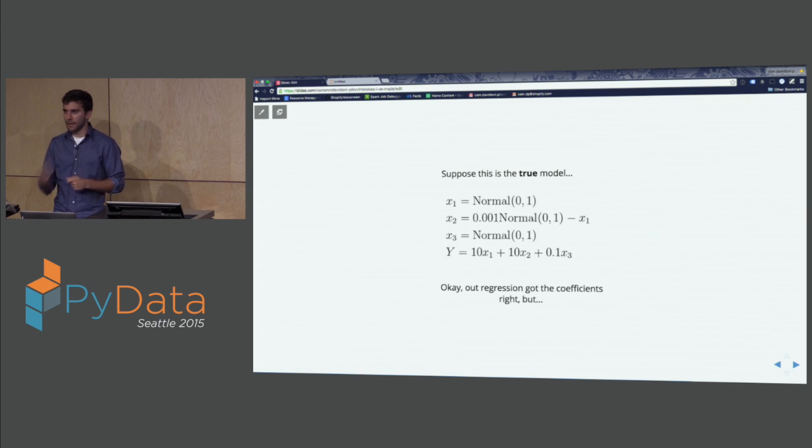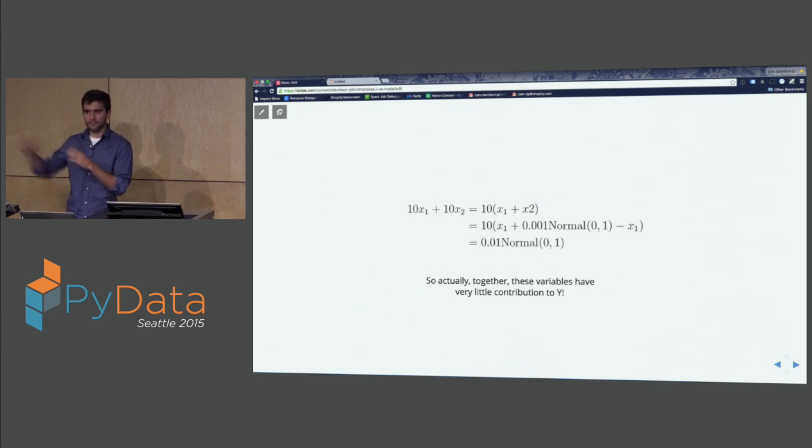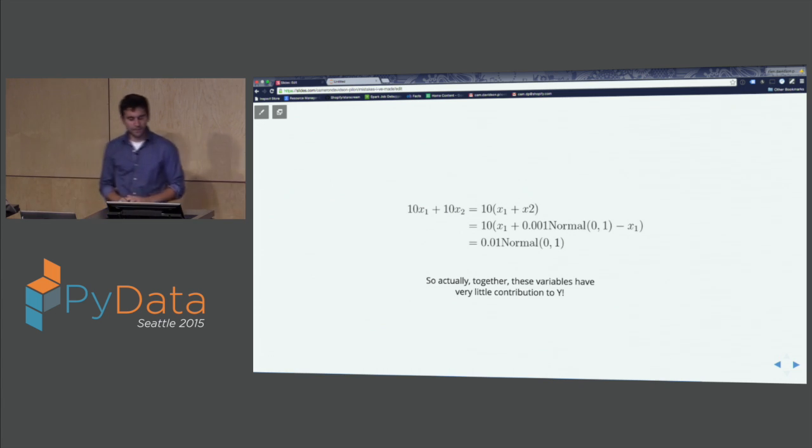But let's go a little bit deeper. Let's do some algebra. If I have 10 times x1 plus 10 times x2, the algebra gives me 0.01 times some normal data. So actually, together, x1 and x2 contribute very little to y, in fact an order of magnitude less than what x3 contributes. The coefficient on x3 is 0.1, and if I combine x2 and x1, I get 0.01. So if I were to drop that x3 variable, I've lost most of my information about y. Does that make sense?